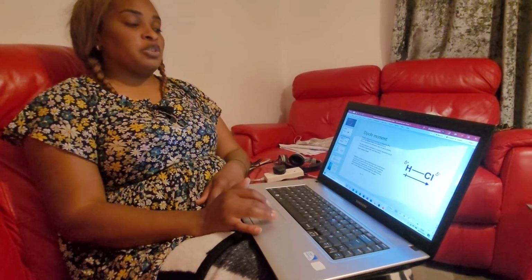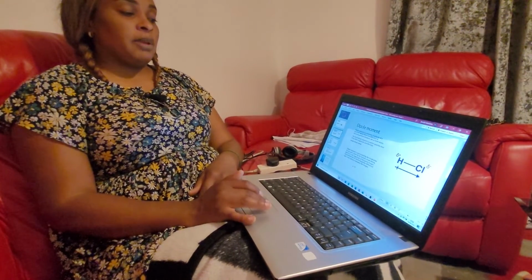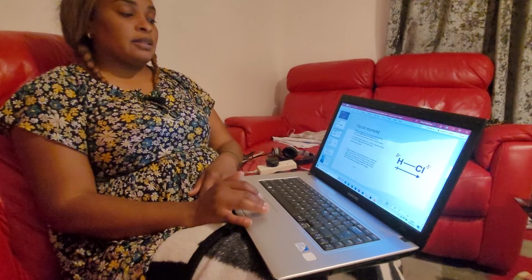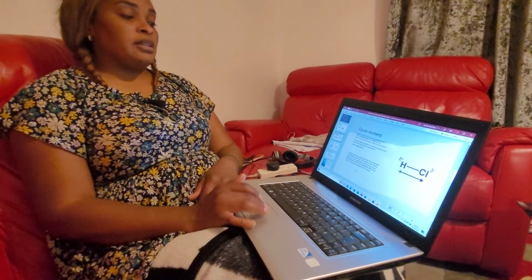Dipole moment is represented by the Greek letter mu and is given by the formula shown below, where Q is the magnitude of the partial charges, which is determined by the electronegativity differences, and R is the distance between the charges. The formula is mu equals Q times R.